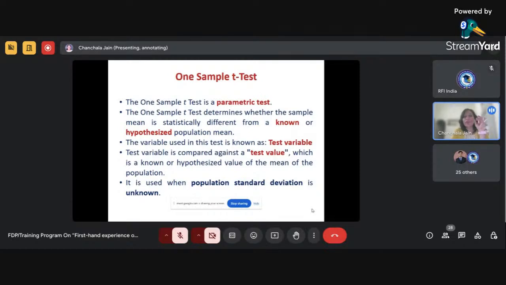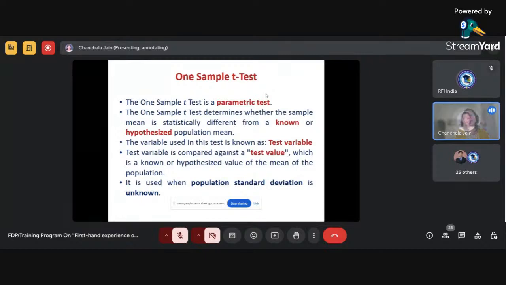The variable we are using to test in the one sample t-test is known as the test variable. The test variable is compared against the test value. The test value means the hypothesized value of your population. You compare these two, and that way you say whether the sample is coming from the same population or not. So the one sample t-test tries to declare whether the sample belongs to the population whose hypothesized mean value you are providing. If there is no significant difference, you declare that there is no difference, that means the sample belongs to the population you are talking about, or whatever population value you have given to the software.